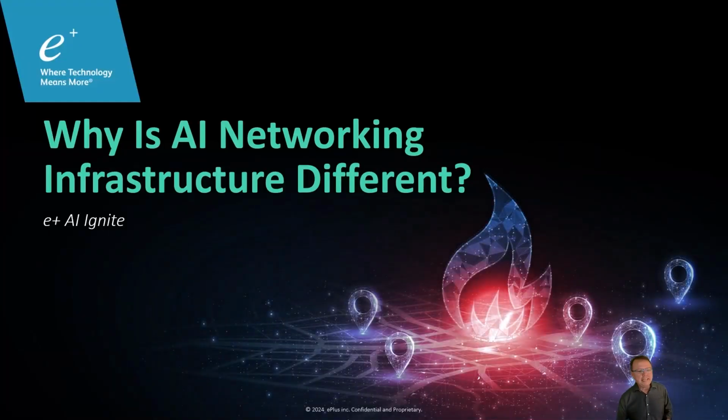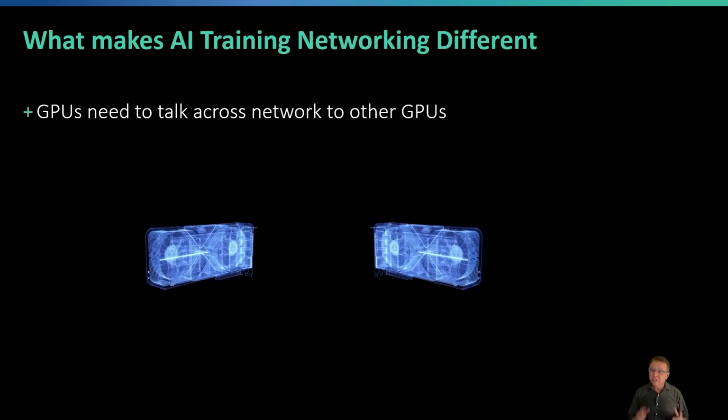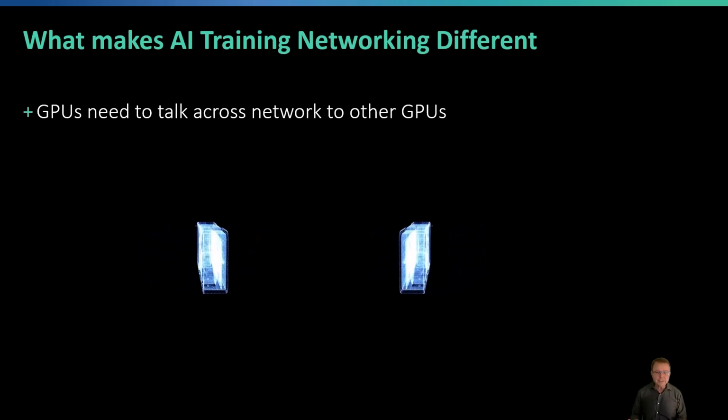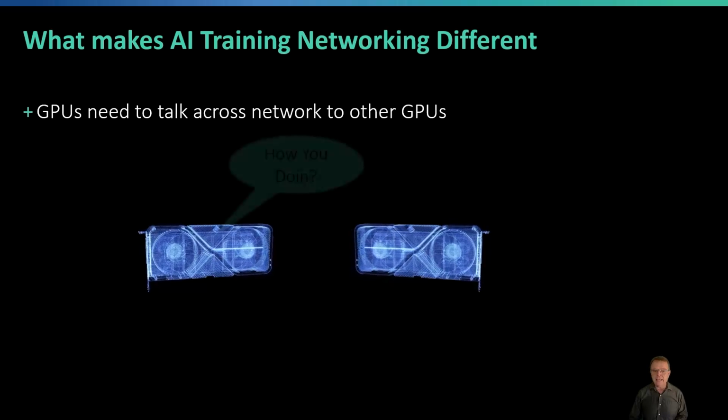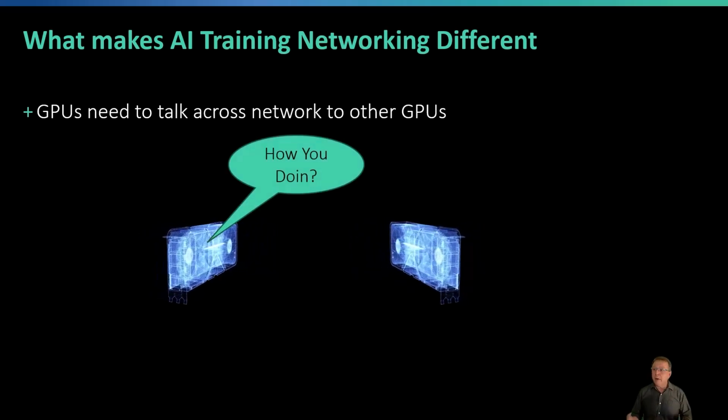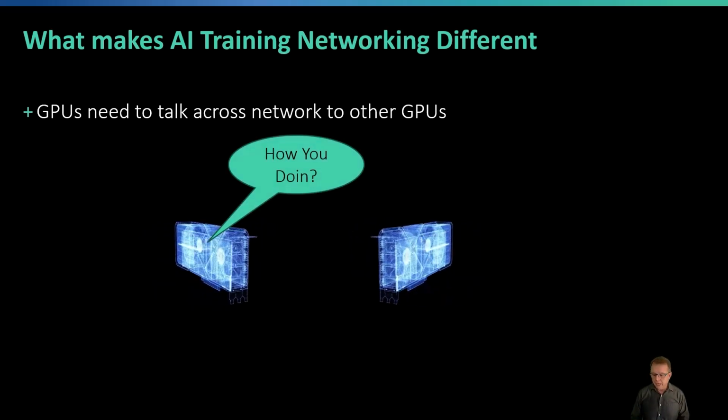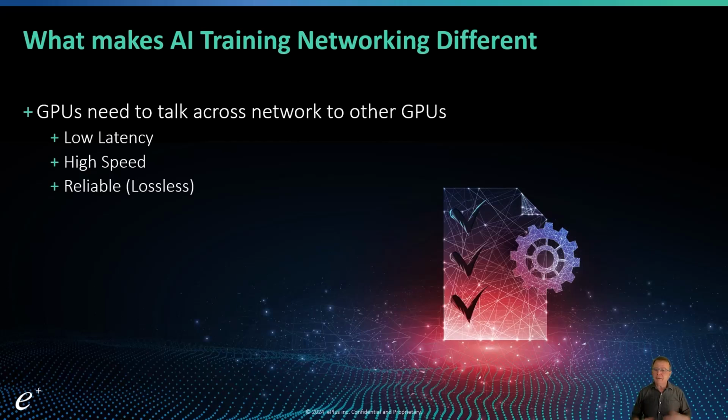Why is AI networking infrastructure different? It's actually pretty simple. GPUs need to be able to talk to each other across the network very, very quickly. They need to communicate and help do calculations together. When they talk across the network, we have three key factors. We need very low latency, high speed, and it needs to be reliable, or lossless. Once we have those characteristics, we'll be good to go.